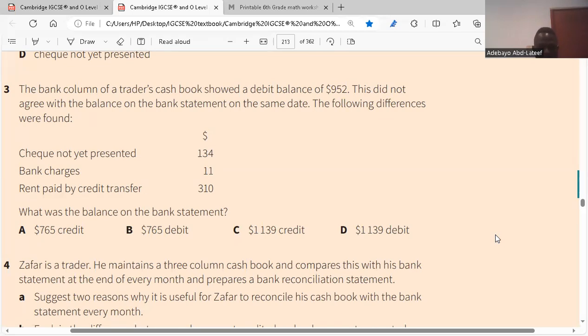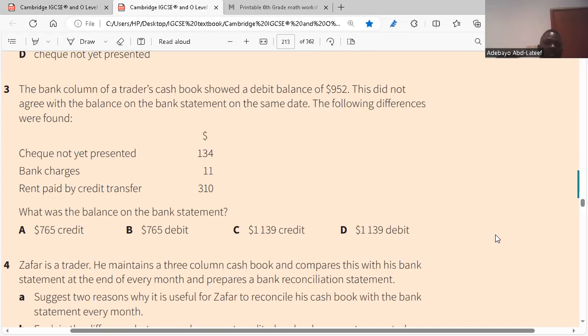1,117. Wait. 952, right? That's the balance. The check not yet presented, unpresented check, did you add it? No, I listed. The balance is a positive balance here, a debit balance, positive. So it's 952 plus 134. Hold on, please. Rent paid through the credit transfer is 310.